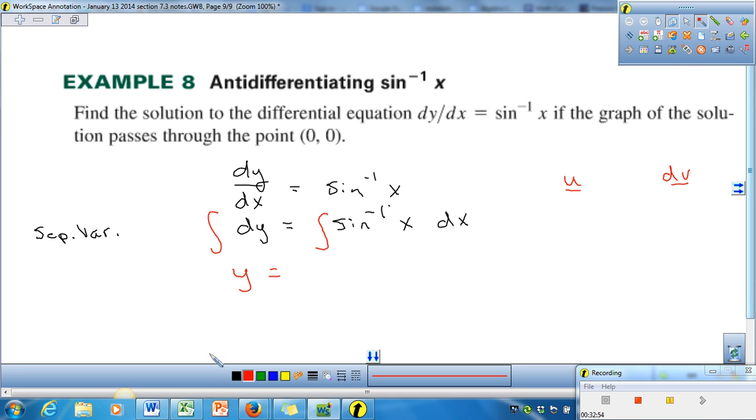Will it be our u or our dv? It's going to be our u because we know how to take the derivative of it. We do not know how to integrate it. So our dv will be 1.